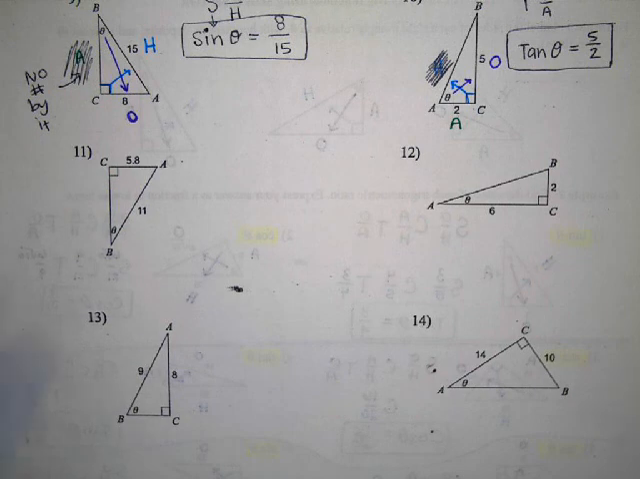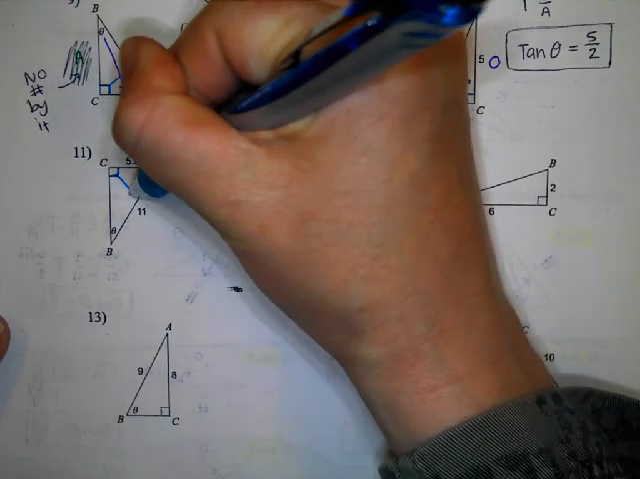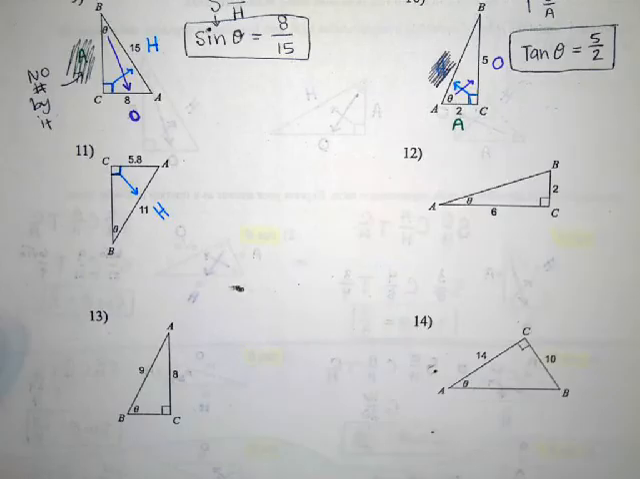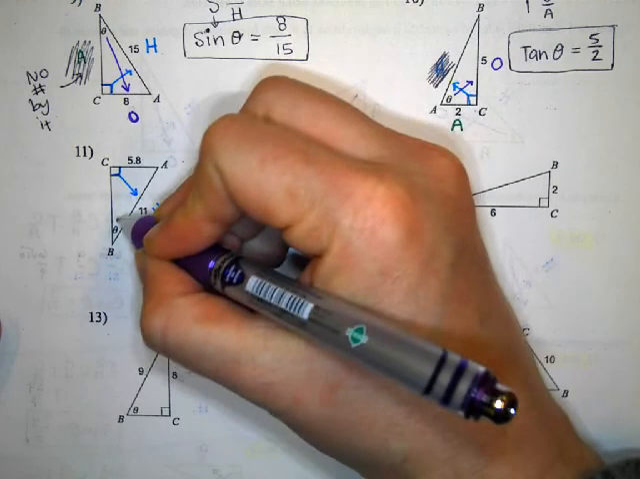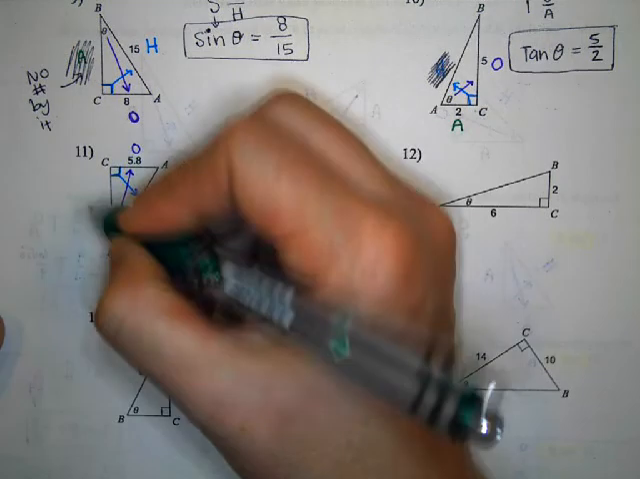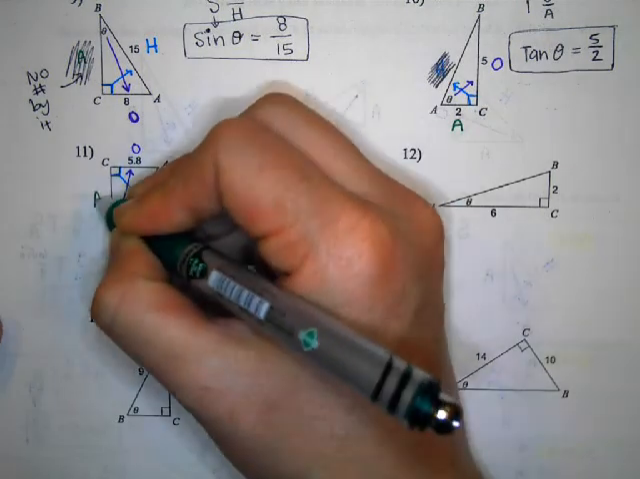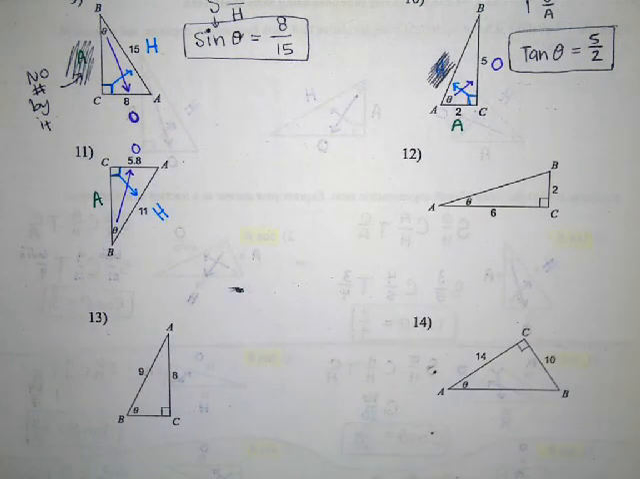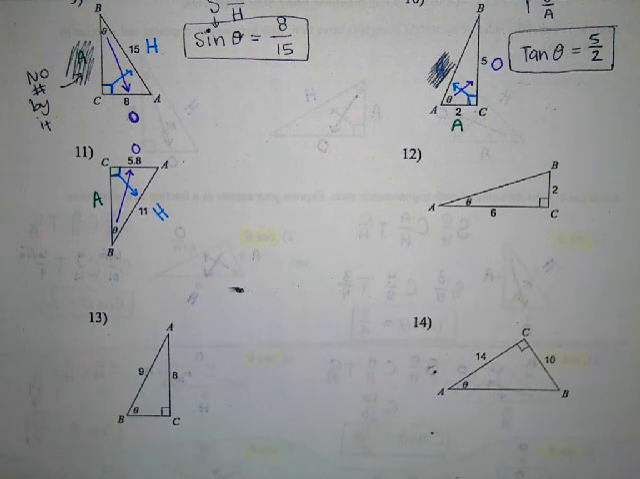Question 11. Hypotenuse. Hypotenuse is across from the 90. Opposite is across from the theta, or the angle. And then the adjacent is between the two angles, or the last side.